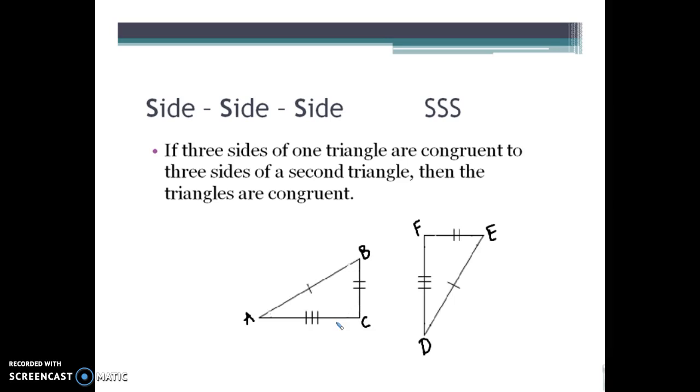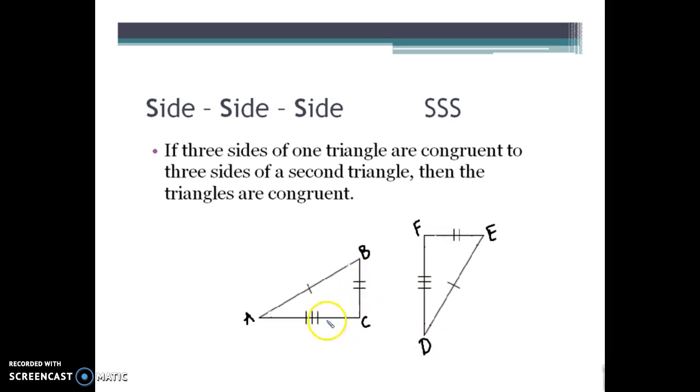So side, side, side is a really easy one. It just says if three sides of one triangle are congruent to three sides of a second triangle, then the triangles are congruent. So if we can figure out how to prove that the three sides are the same, then we know the triangles are the same. If we look here, I've got AB is congruent to DE, AC is congruent to DF, and BC is congruent to FE.